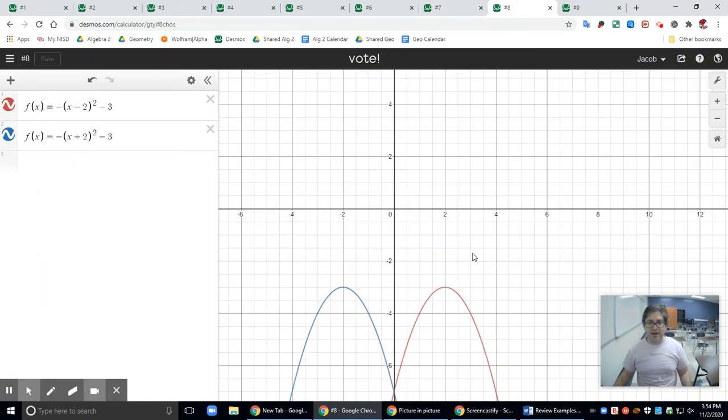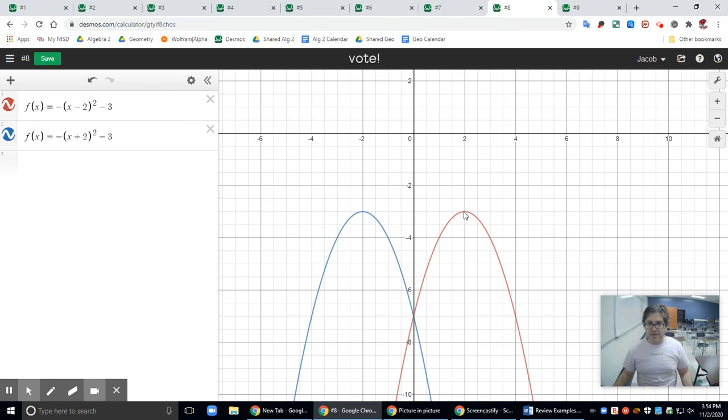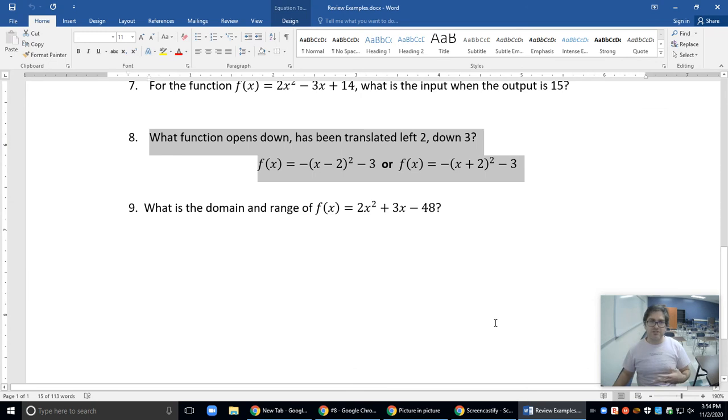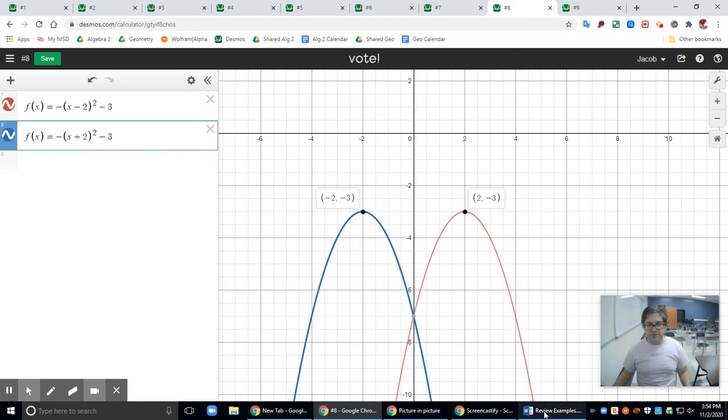So here I have them graphed. They're both opening down. And then if you click on the vertex, you see that one went 2 to the right and 3 down, and then this one went 2 to the left and 3 down. So, transformations are something that you can just easily identify just by graphing it. Okay, so yeah, the answer would be this blue one right there.